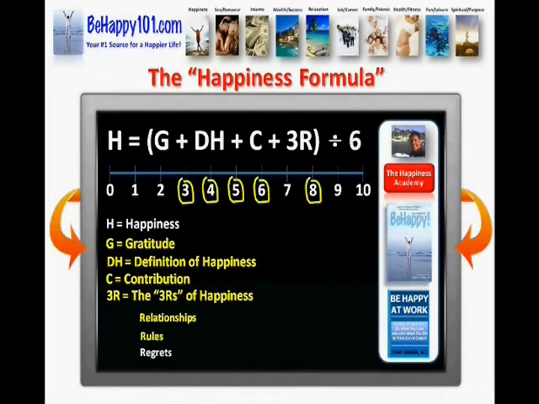Now, regrets. We all have regrets, but let's say you don't have a lot of significant regrets. You have some, and there may be some things that you wish you'd done that you haven't done yet. But overall, not too bad in the area of regrets. Let's say you give yourself a 7.